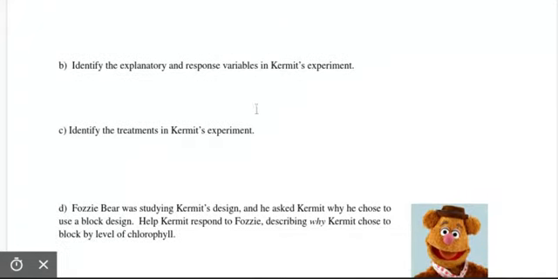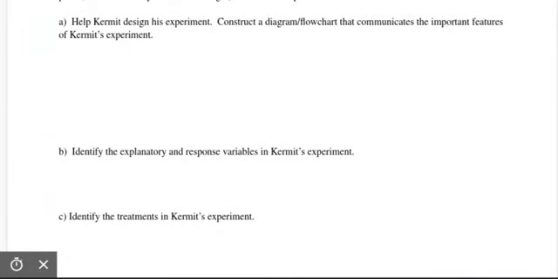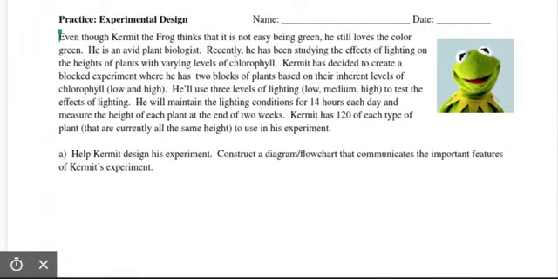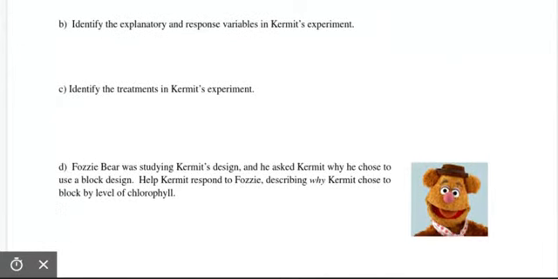Part C, identify the treatments. Treatments are the things that are randomly assigned, and more specifically, a treatment is a specific condition in the experiment that is assigned to an experimental unit. So blocks are not treatments. Keep that in mind. Chlorophyll level is not a treatment here because it is inherent in the plant, but we are going to randomly assign low, medium, and high lighting. So you can talk about that. The treatments are low lighting, medium lighting, high lighting.